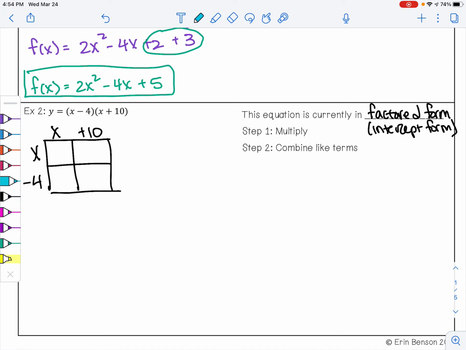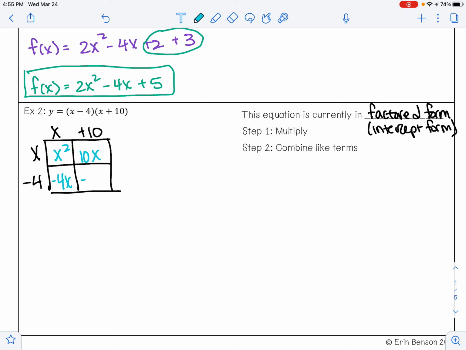X times x is x squared. X times 10 is 10x. Negative 4 times x is negative 4x. And negative 4 times 10 is negative 40. So that's step 1. So currently my equation is y equals x squared plus 10x minus 4x minus 40.